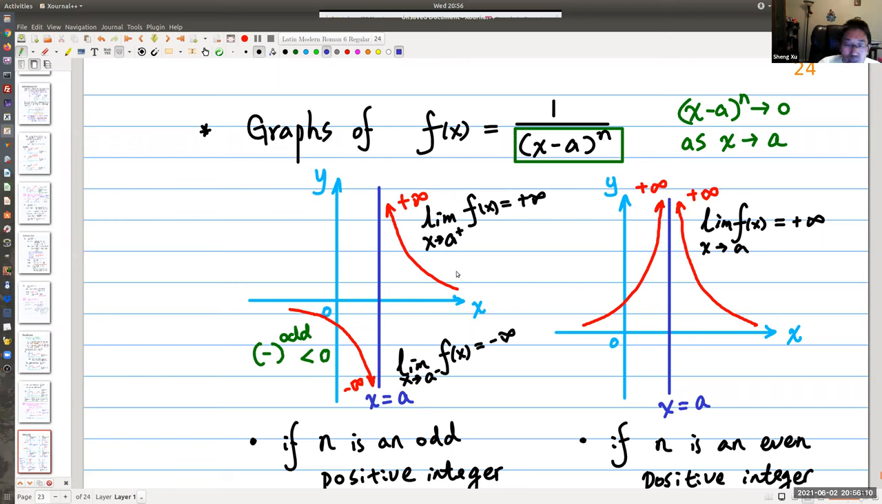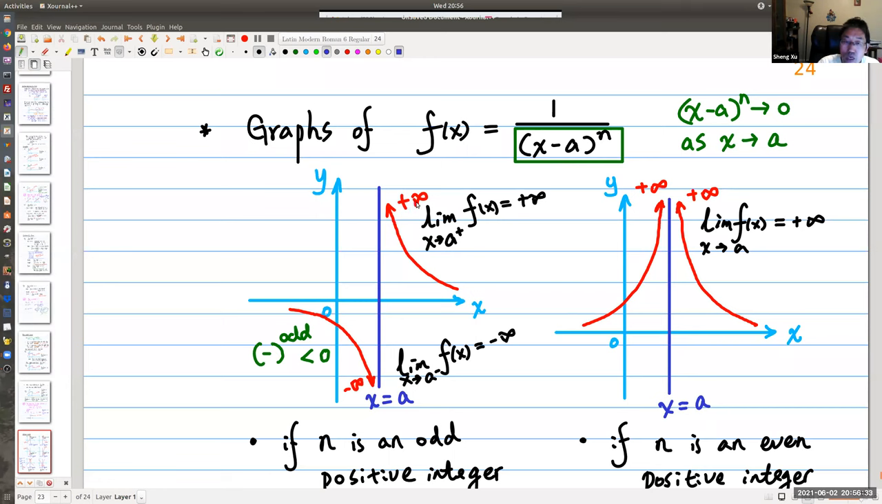So if x is bigger than a, x minus a is positive, right? It's positive. Then x minus a to the power n is positive. So as x approaches a from the right, x minus a approaches zero, but it's positive. So it's a positive number, but it's getting smaller and smaller. Of course, the function shoots up toward positive infinity.